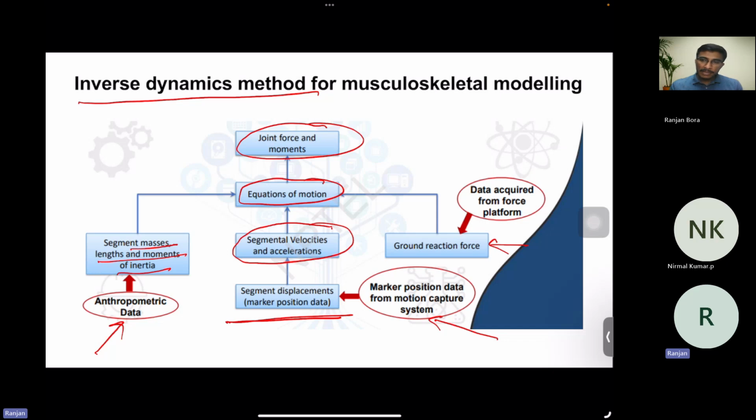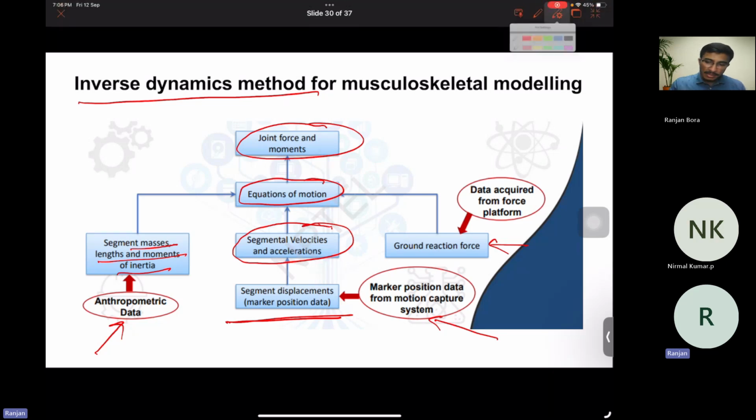So all the hand calculations we have performed in this course till now, we can do using the software. For doing those calculations, we need to provide some inputs, which are shown here in the circle. We need the anthropometric data, the marker position data, and the force data. If we get these three data, then we don't need to do the hand calculations. We can estimate the joint reaction forces using the software and simulation.